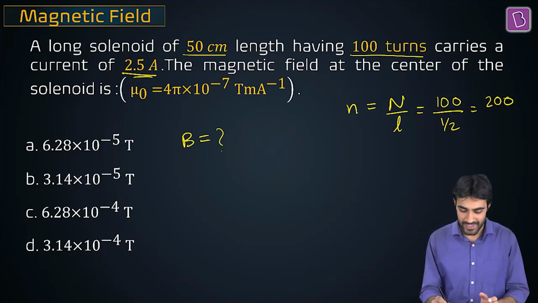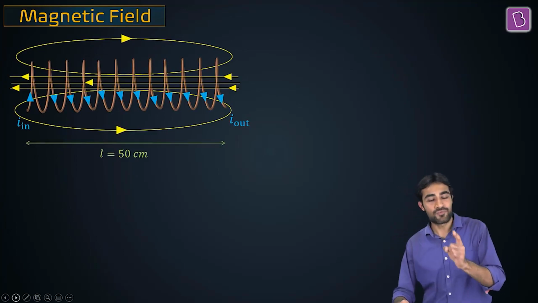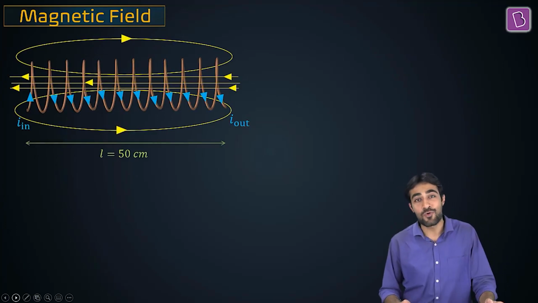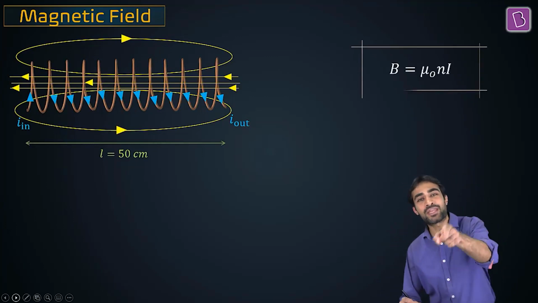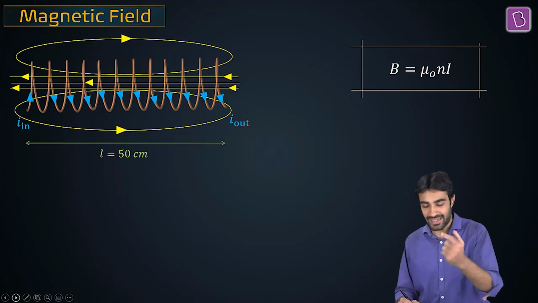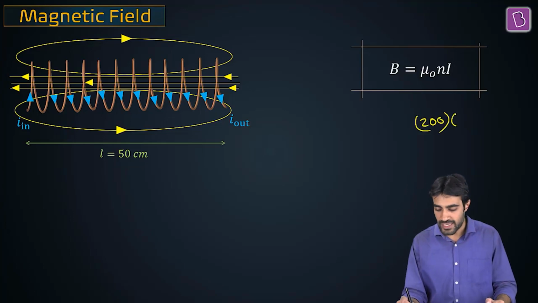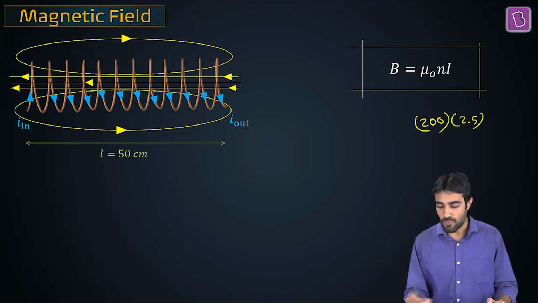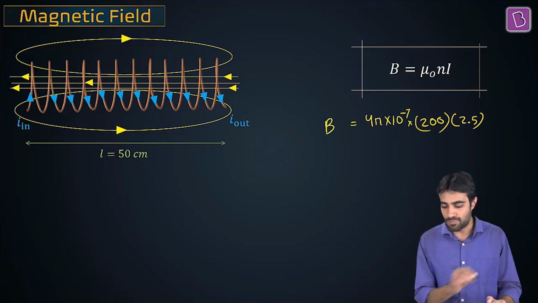What is this magnetic field? Now, let's try to recall the formula of magnetic field in a solenoid. The formula was B equals mu naught n i. Yes, n is the number of turns per unit length, and we said this was 200. The current was given to be 2.5 ampere. And what is mu naught? Mu naught is nothing but 4 pi into 10 raised to power minus 7. So this will give us B.